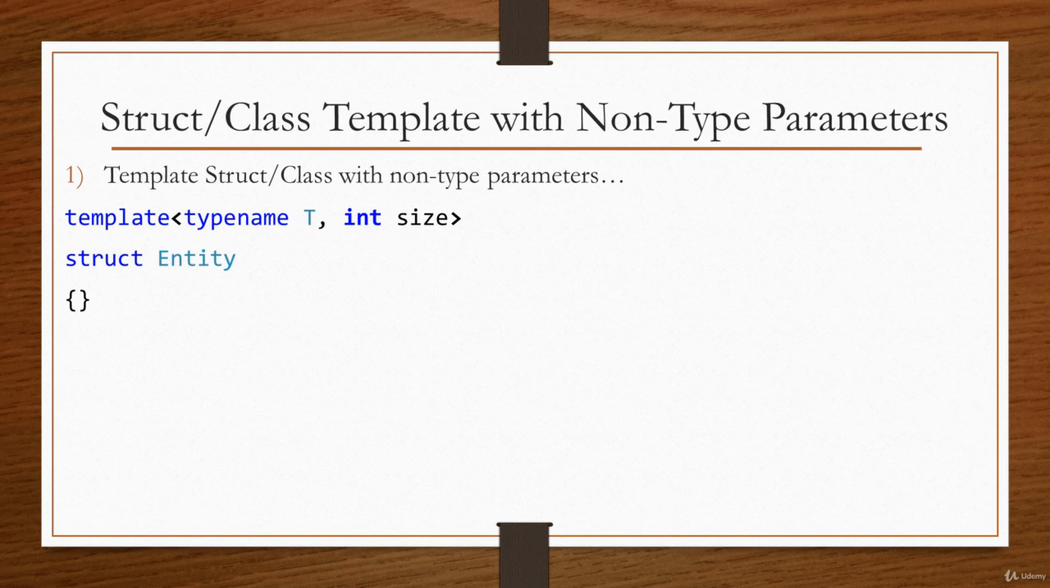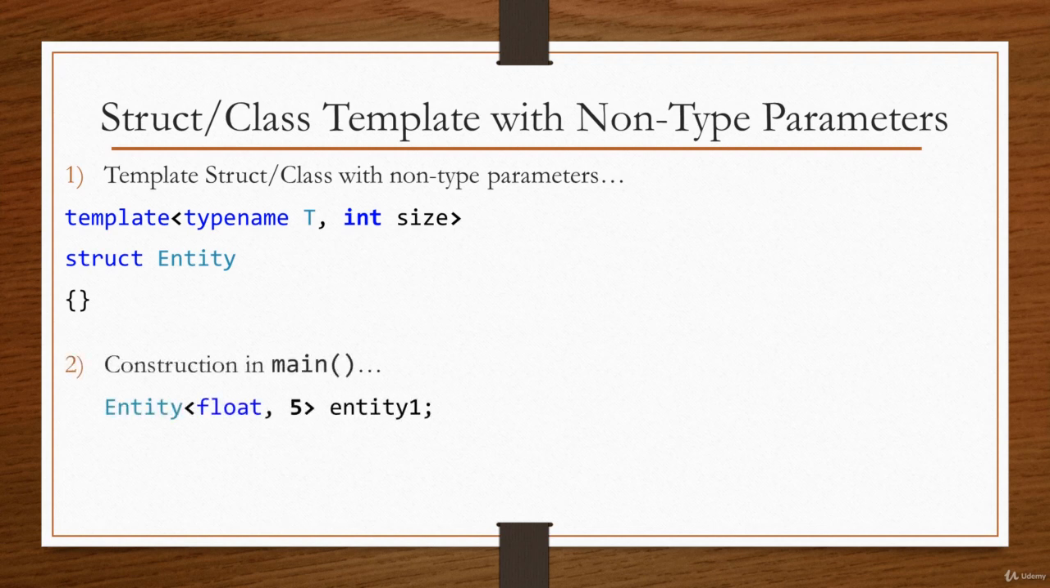As you can see in this example, we have a template struct with an integer non-type parameter. We mark the struct entity as a template using the template keyword, and then between angle brackets we have a regular type parameter, typename T, and then comma, and then int size, so that is a non-type parameter. And for the construction, you'll do entity, the angle brackets, pass in some type argument, float, for the type parameter T, and for the second argument within the angle brackets we can pass in 5 for the non-type parameter size, which is of type int.